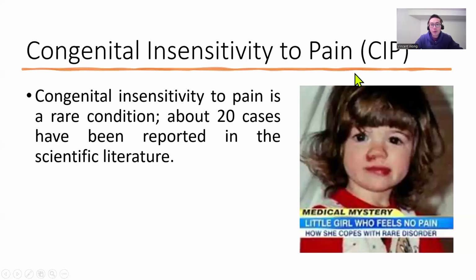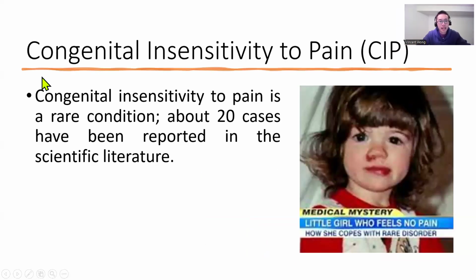Okay, there is a very rare condition called CIP, congenital insensitivity to pain. It's so rare that there have only been around 20 cases reported. I haven't updated this slide for a couple of years. I think there are probably more cases now, but less than 100 for sure. These are people who do not feel pain, right? They are born with, as the name implies, insensitivity to pain. That might initially sound like a good thing, but actually it is not.